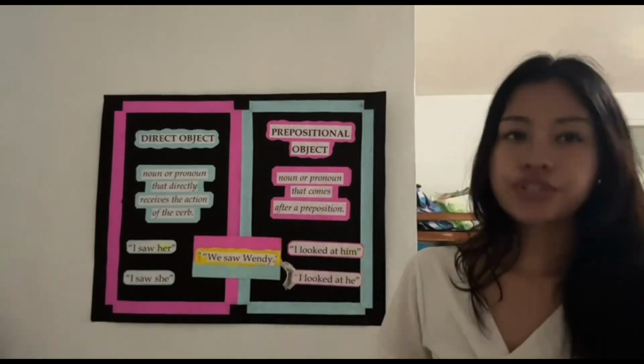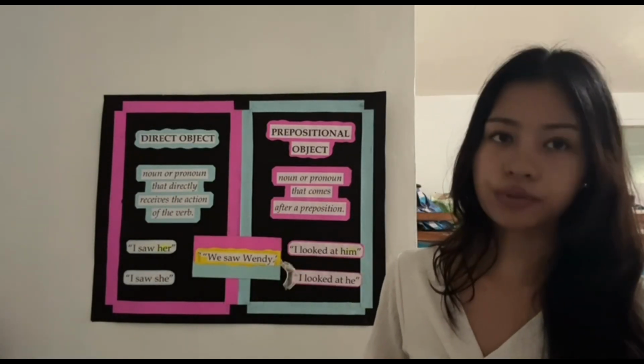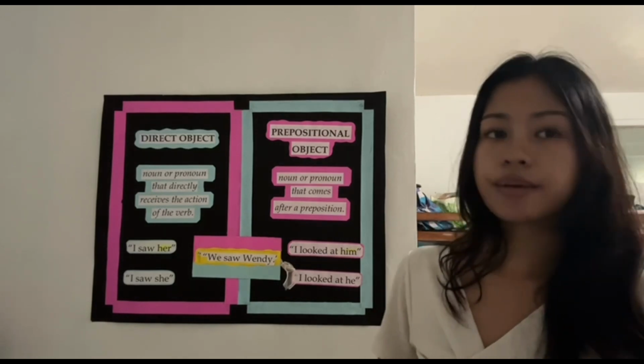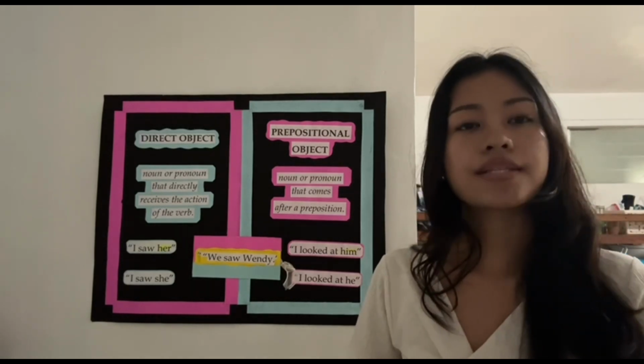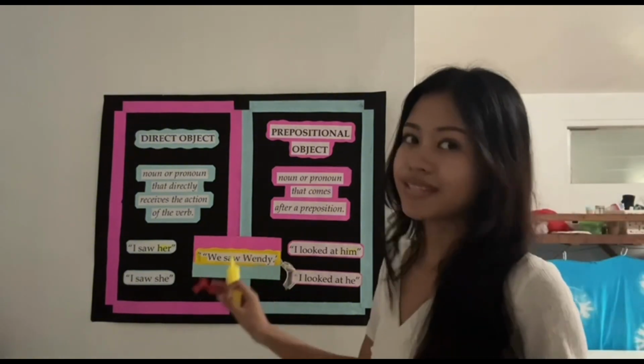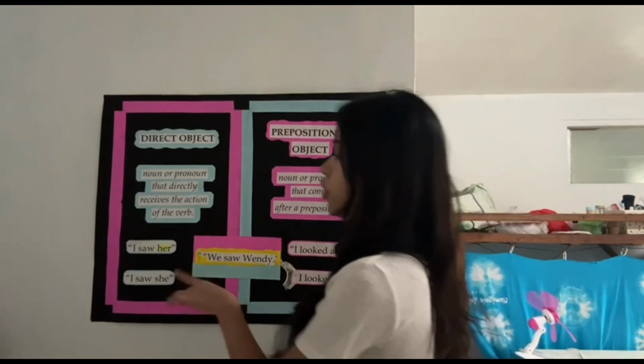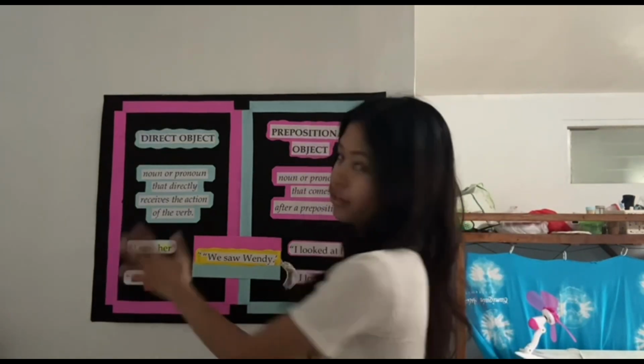An important feature of direct objects is that they take the accusative case when we use pronouns. That means we say him, her, or them instead of he, she, or they. So the sentence I saw her is correct, while the sentence I saw she is incorrect.